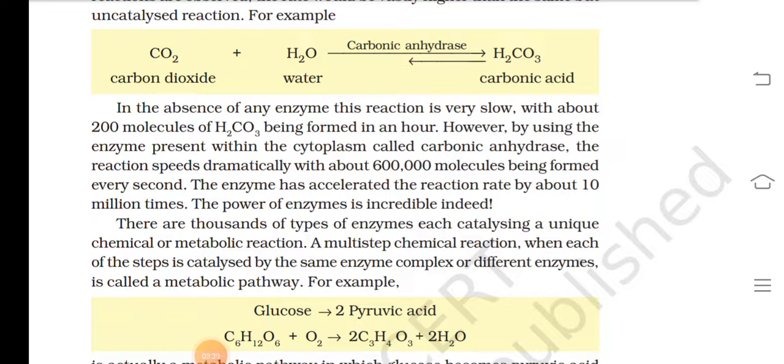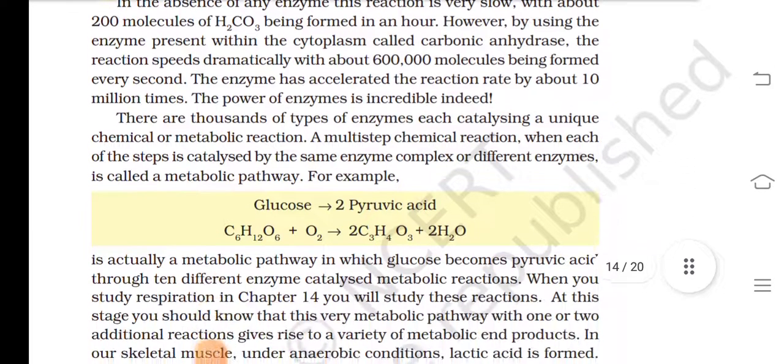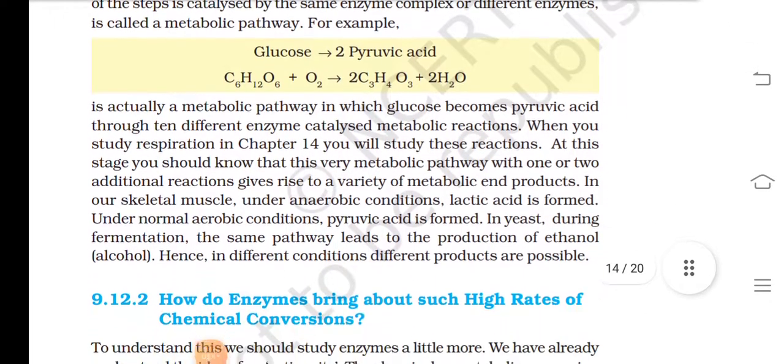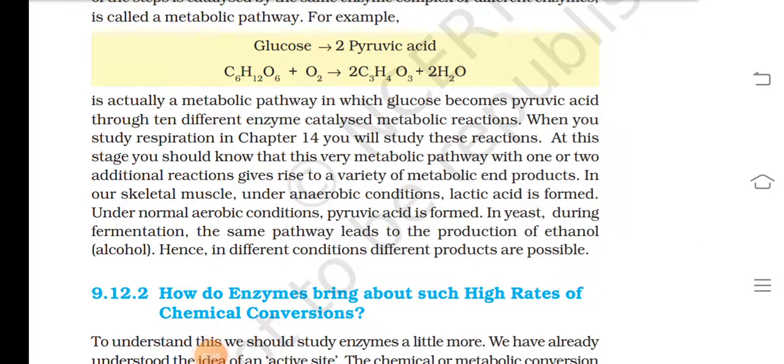There are thousands of types of enzymes, each catalyzing a unique chemical or metabolic reaction. A multi-step chemical reaction, when each of the steps is catalyzed by the same enzyme complex or different enzymes, is called a metabolic pathway. For example, this is actually a metabolic pathway in which glucose becomes pyruvic acid through 10 different enzyme-catalyzed metabolic reactions. When you study respiration in chapter 14, you will study this reaction. At this stage, you should know that this very metabolic pathway, with one or two additional reactions, gives rise to a variety of metabolic end products.